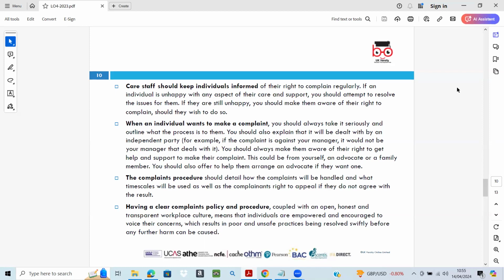So transparency is the key in building and maintaining trust. Let us also reflect on the impact of having a clear complaint policy coupled with an open and honest culture. What are the broader impacts of this approach on a care setting? It leads to quicker resolution of issues, reduces the likelihood of abuse, and improves overall care quality. It also brings a positive reputation for the care setting as a place where individual rights and well-being are prioritized.